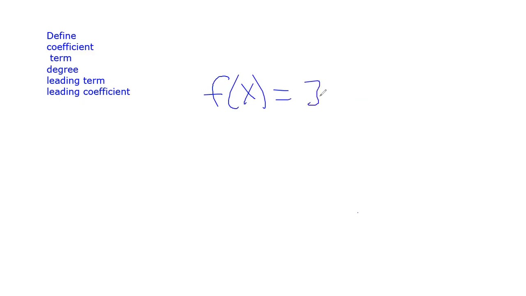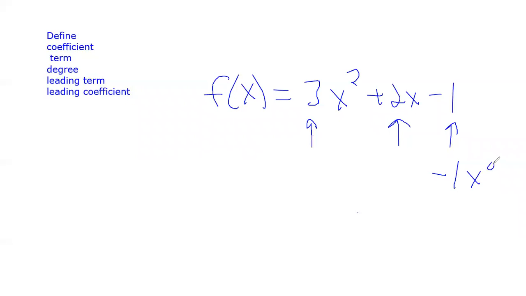So if I write 3x squared plus 2x minus 1, I'm seeing a coefficient of 3, that's the number in front of the variable, and the next term has a coefficient of 2. And the negative 1 is actually a coefficient too, because I think of this as negative 1 times x to the 0.